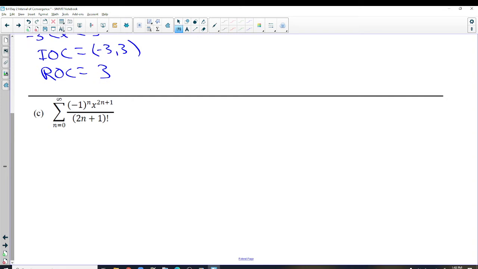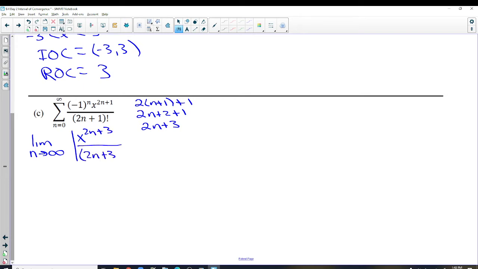Factorial automatically says ratio test, and that'll be true throughout the entire chapter. So limit as n approaches infinity of absolute value of, now remember we're plugging n plus 1 in for n. So we have n plus 1 in for n plus 1. That's 2n plus 2, 2n plus 3. So this is x to the 2n plus 3 over 2n plus 3 factorial. So there's plugging n plus 1 in for n's.